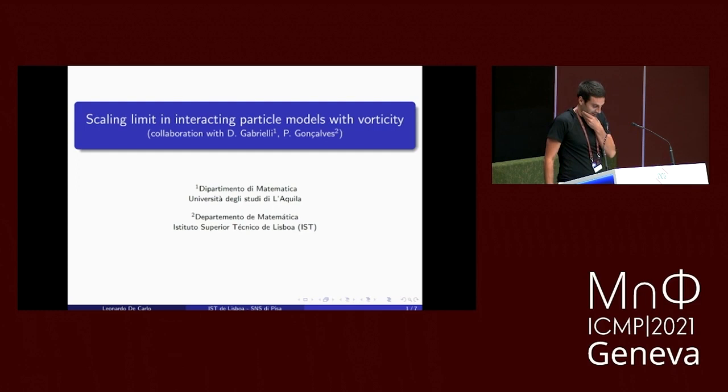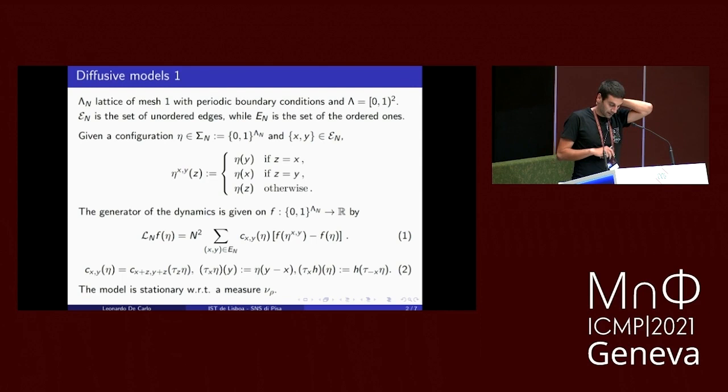Okay, so I will present work that is a collaboration with David Gabrielli and Patricia Gonçalves, and I will present some interacting particle systems with vorticity, where we will observe macroscopic vortices. The setting is two dimensions with periodic boundary conditions, so we are on the torus, and what I'm going to say is not really related to a particular process, but for simplicity you can keep in mind an exclusion process.